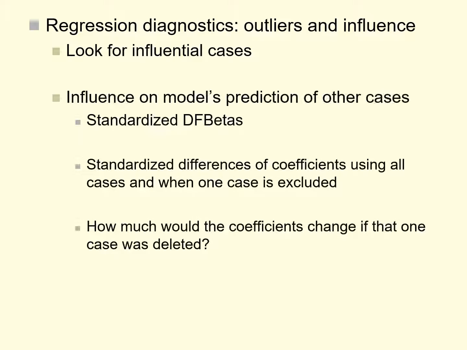Along the same lines, we can look at standardized DF betas. These are just standardized differences in the regression coefficients for the model when all the cases are used and when one particular case is excluded. So again, you can imagine if pulling out a particular case caused those regression coefficients to really change a lot, then there's something about that case which is really influencing how well the model is predicting all the other cases in the data set. So, another source of information.